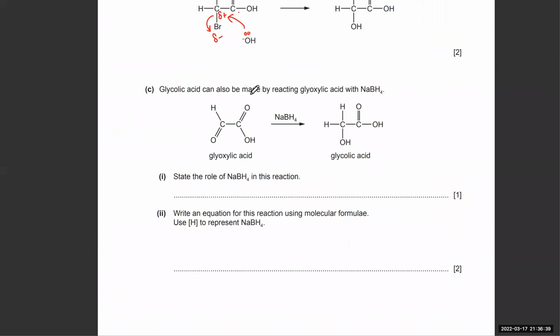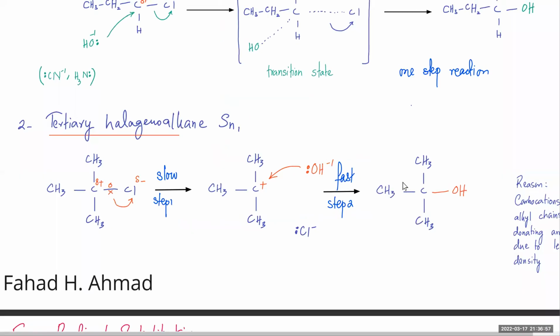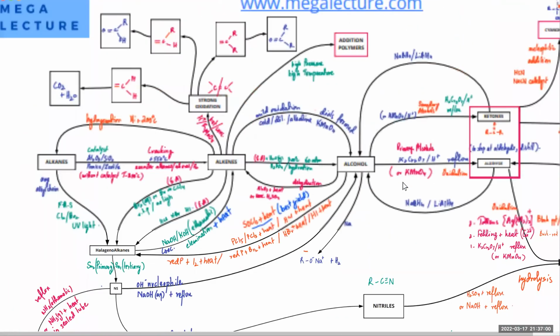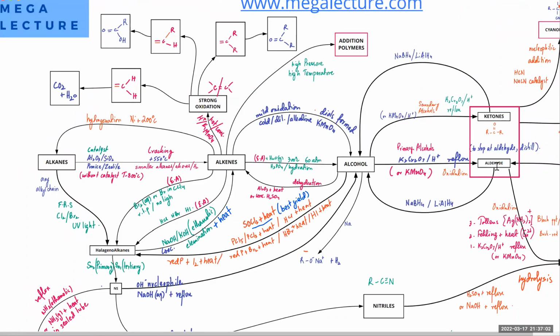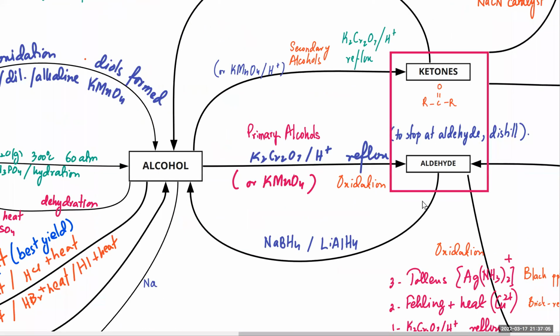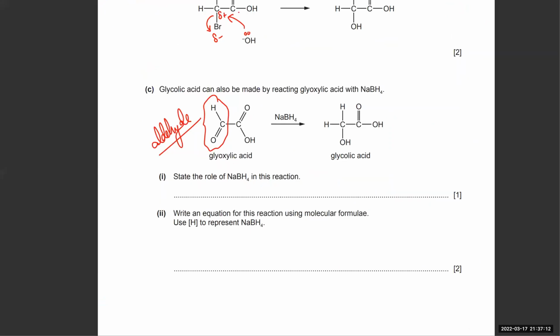So after that, glycolic acid can also be made by reacting with NaBH4. State the role of NaBH4. So this one is an aldehyde. It's an aldehyde because it's a C double bond O. So what is the role of NaBH4? Aldehydes, this one over here, they turn back into alcohols. So state the role, it's a reducing agent.